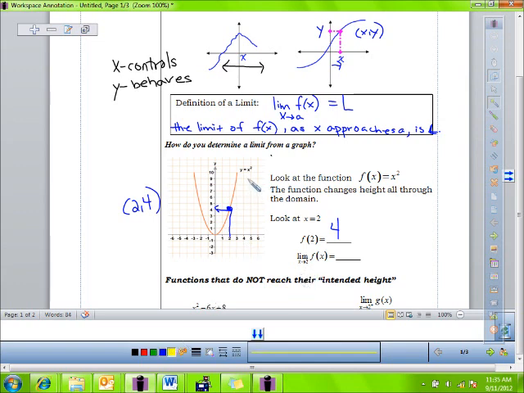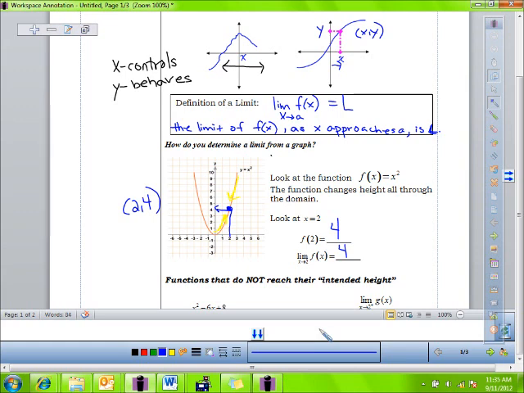What you have to see is, what is the function behavior as you're coming from values less than 2? Is it going towards 4? And as you're coming from values greater than 2, x values greater than 2, let me put it that way, your graph is going still towards 4. They agree from both the lower numbers and the higher numbers, so the limit there is 4.